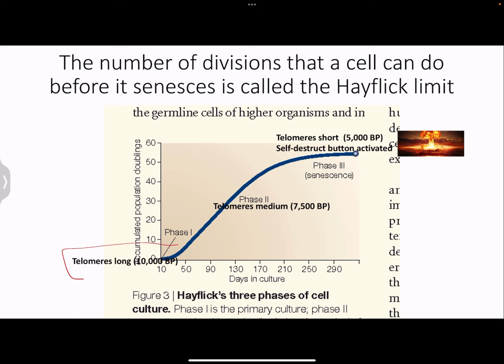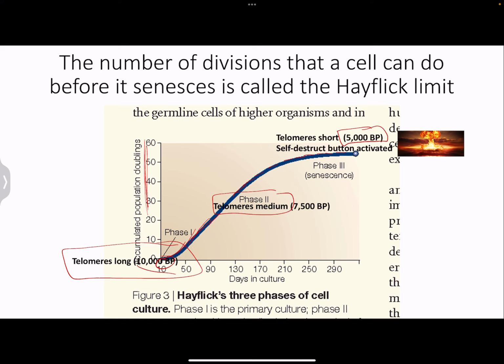So if we're going to start with a telomere that's long, we have 10,000 base pairs, days in culture, and the number of population doublings. So what we're seeing is the cells are dividing over time, the telomeres are getting shorter, and then it starts to plateau. We're getting less division, less division, less division, less division. And that's because the telomeres are getting short. They get short enough that these cells just stop dividing, become senescent.